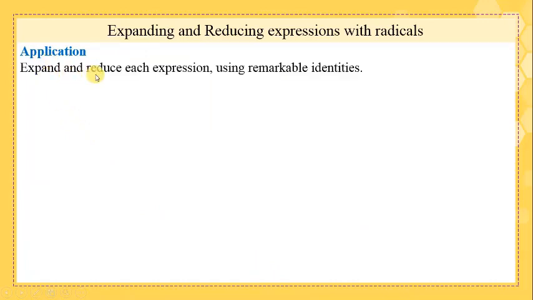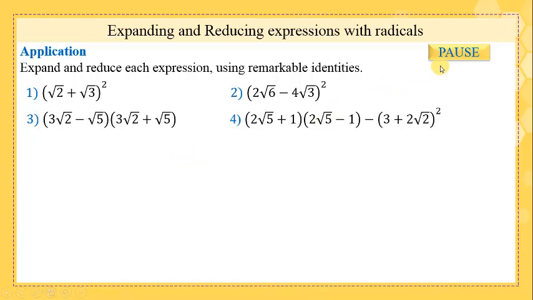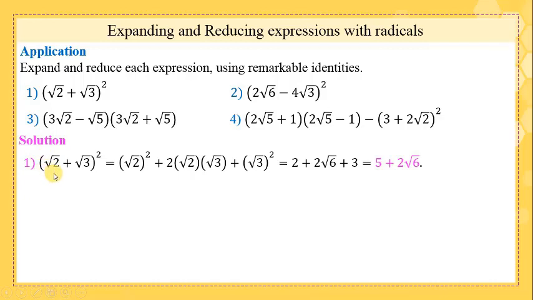Application. Expand and reduce each expression using remarkable identities. Now students, pause this video and try to solve this application. The solution is number 1, radical 2 plus radical 3, all of it to the power 2. Applying the first remarkable identity, we get radical 2 square plus 2 radical 2 times radical 3 plus radical 3 square. This is equal to 2 plus 2 radical 6 plus 3. By adding 2 and 3, we get 5 plus 2 radical 6.